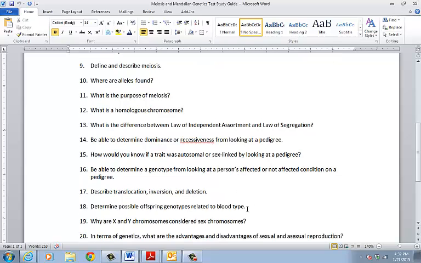Number 18, determine possible offspring genotypes related to blood type. All right, let's go on to 6 now. What gametes are produced from a heterozygous genotype, homozygous dominant genotype, and homozygous recessive genotype? Again, guys, this is a problem like we did in class, in the packet. Make sure you practice those. Ultimately, if we have blood typing problems, you're looking at capital letter A, B, O, and AB blood types.